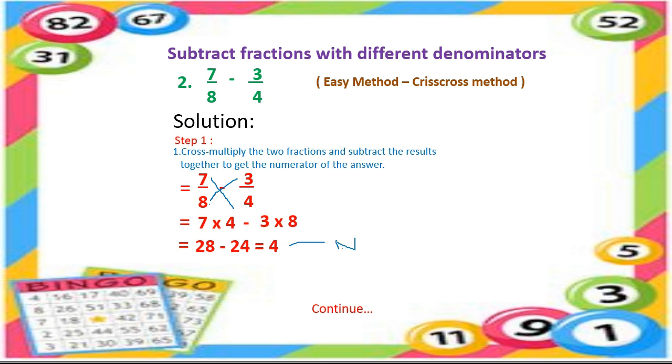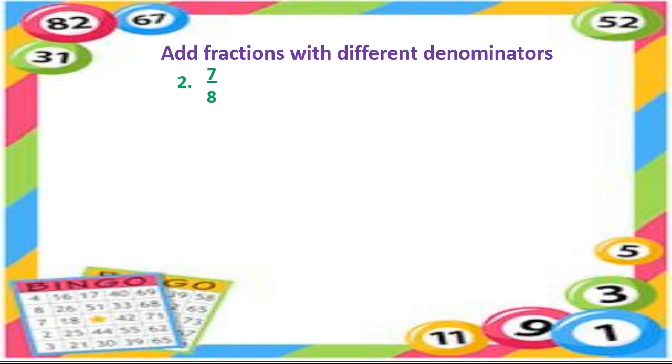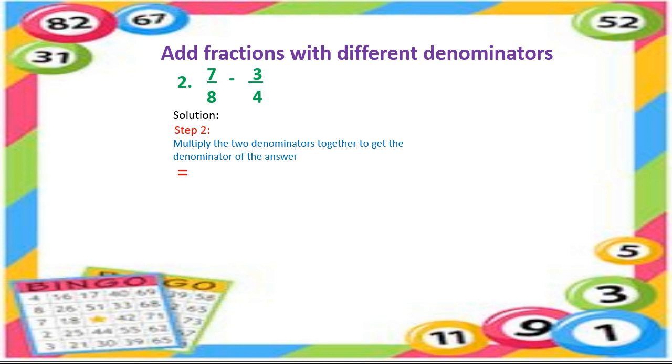Now how will we get the denominator? We have to follow step 2. Multiply the two denominators together to get the denominator of the answer. So we'll multiply 8 and 4. In this way we'll get the denominator. So let's multiply them. 8 multiplied by 4 equals 32. 32 is our denominator.